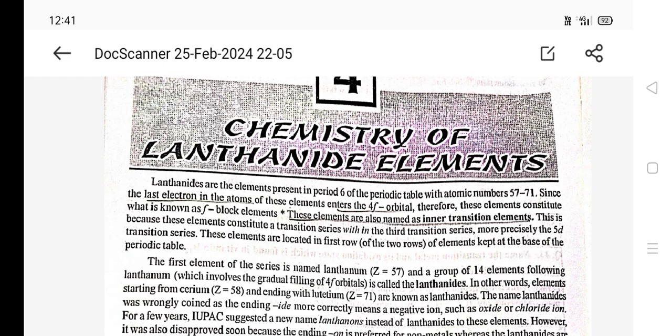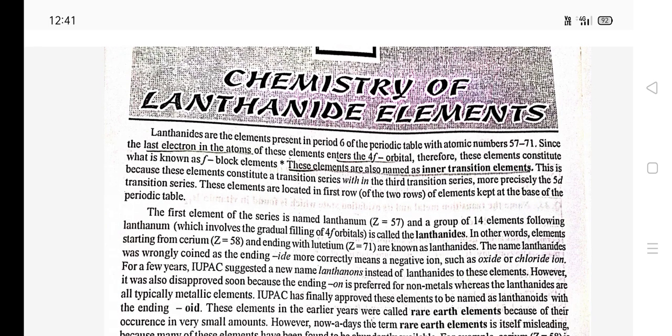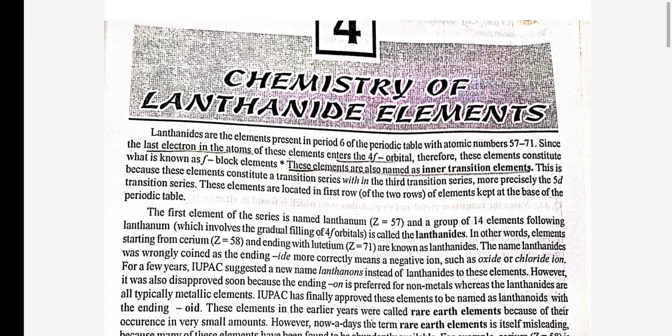This video is usually for the visually impaired students, chapter Inorganic Chemistry, Chemistry of the Lanthanoid Elements. Lanthanoids are the elements present in period 6 of the periodic table with atomic number 57 to 71. Since the last electron in the atoms of these elements enters the 4f orbitals, these elements constitute what is known as f-block elements. These elements are also named as inner transition elements.